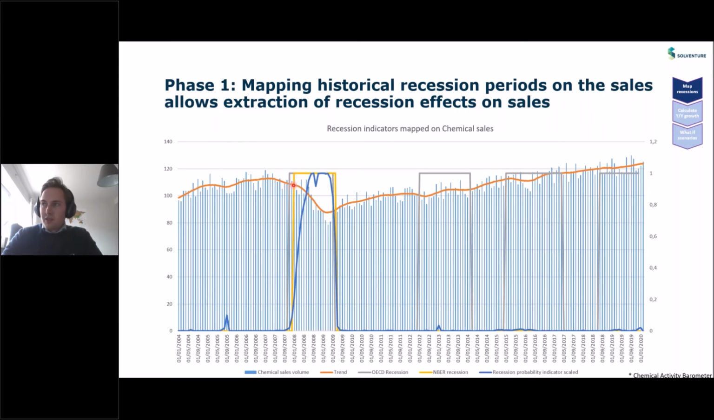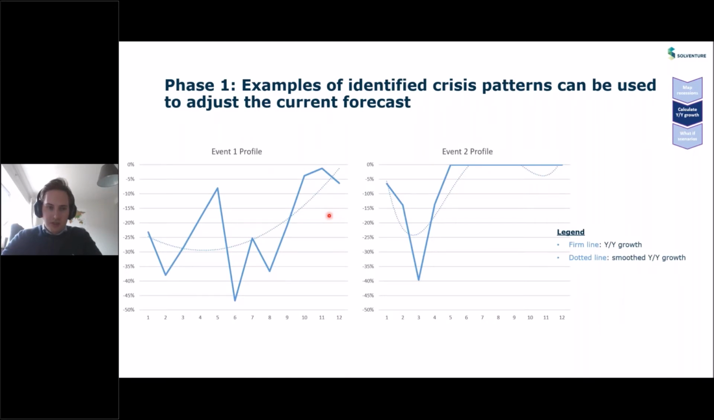Okay, so we did this for a few recessions we saw in the past 30 years. And then actually we can see during that recession, what was the impact on our sales. So in the second step, we can create these profiles. For example, this first profile is the effect on your sales during the 2008 financial crisis, and we can see it's a steep decrease, so minus 25% to 30% for the first 6 months. And after month 6, we can see it's going up again.